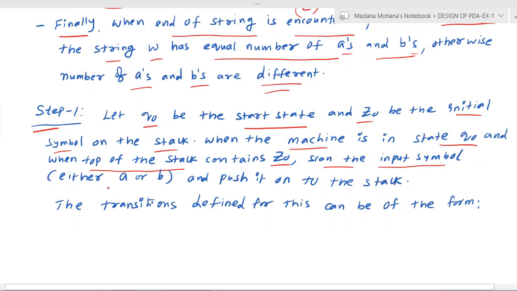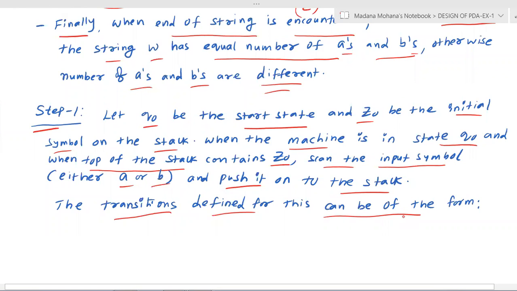The input is either A or B, as we just mentioned. The string may start with A or may start with B, so you have to consider both cases. Then you have to push it onto the stack. If input is A and the stack initial symbol is Z0, then you push A onto the stack. If input is B and the stack initial symbol is Z0, then you push B onto the stack. Now the transitions defined for this can be of the following form.